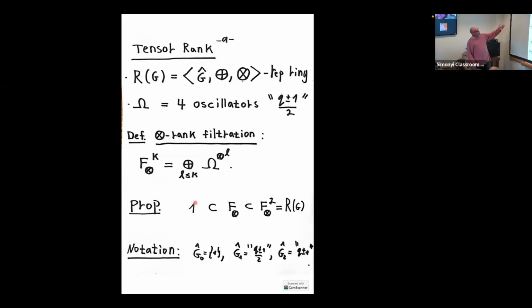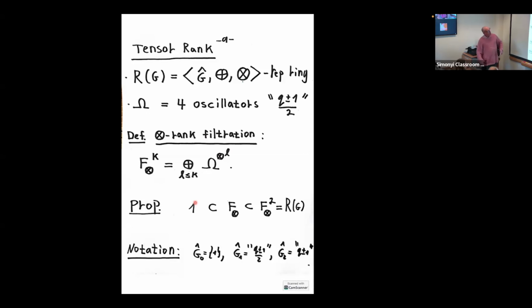So if you have a finite group, then you can attach to it a ring, a Grothendieck ring or representation ring, just the ring generated over Z by the irreducibles of G with operation of addition given by direct sum and multiplication by tensor product. And now I want to give degrees to elements there. And now I'm going to make a choice.